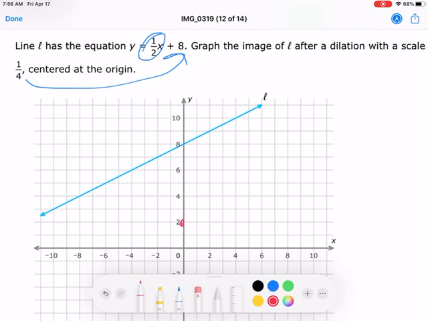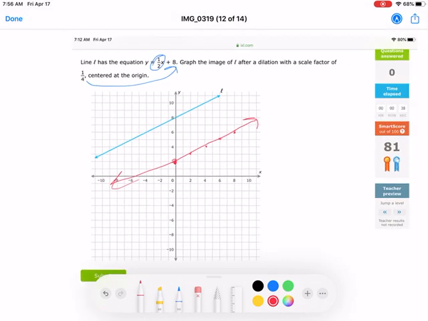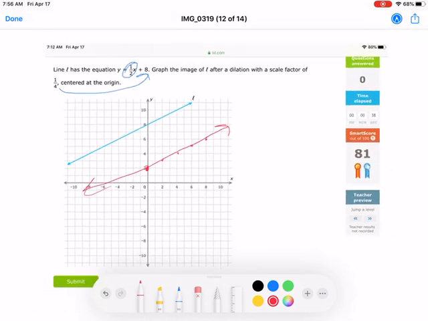So y-intercept of 2, and the slope of 1/2. So up 1 over 2, up 1 over 2, up 1 over 2. And you just graph that line right there and hit submit, and you'll be good to go.